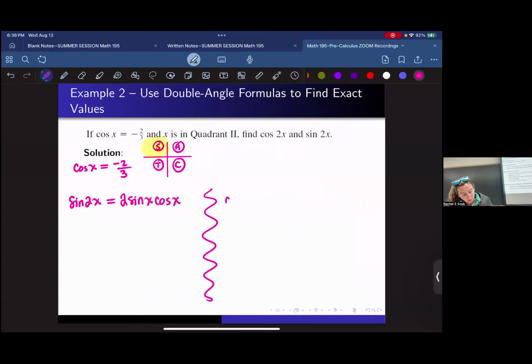So we have our cosine 2 theta is equal to 1 minus 2 sine squared theta. And let's put this in terms of x. Let's carry them out. So we're going to call this A, and we're going to call this B.